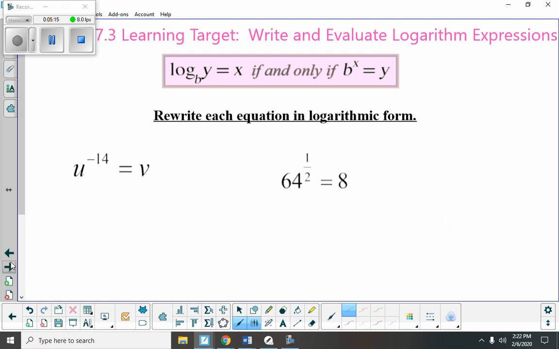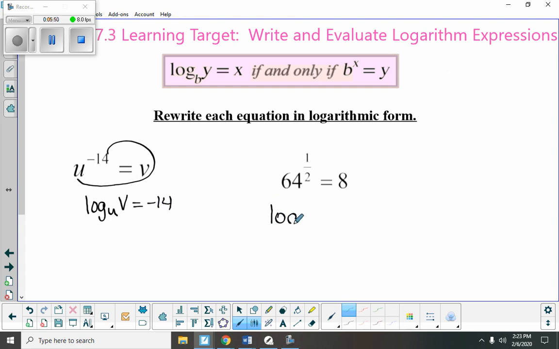It says rewrite each equation in logarithmic form. So here we have a power. The base of it is u. So u to the negative 14th is equal to v. If we're going to write it in log form, we write log, and the base is u. Log means the exponent we want on the base u that will help us end up with v. And so that would equal negative 14. So log base u of v equals negative 14.